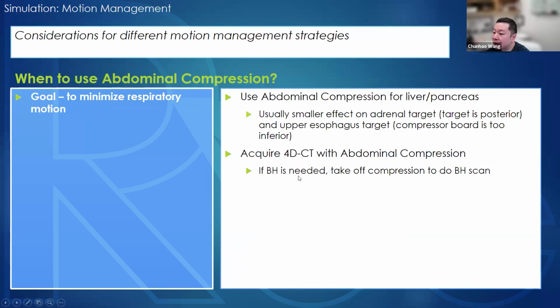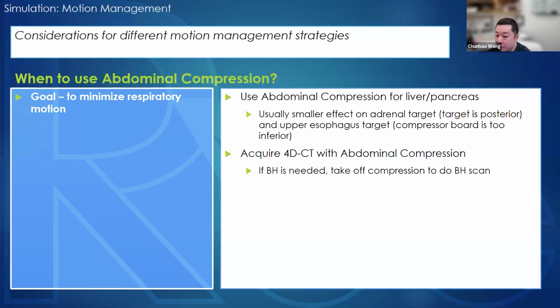Okay, then finally, when to use abdominal compression, right? This is a question, not just for physicists, but a lot of physicians have this concern, like they don't know when to use it. So we want to share our 2 cents. We mainly use abdominal compression for liver and pancreas because they are sort of in the middle of the body or at the anterior side of the body.